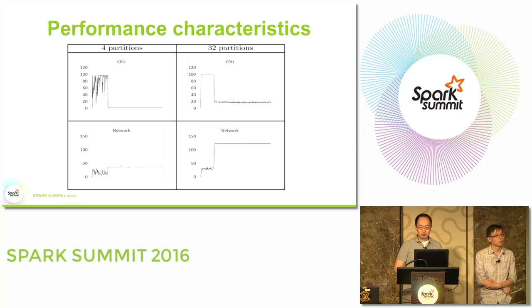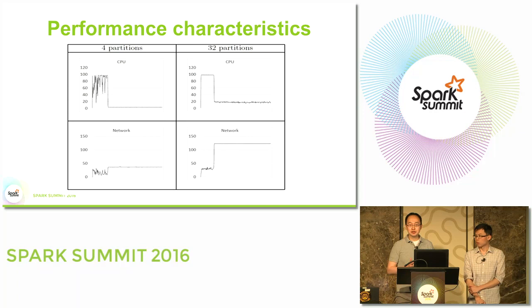So here is the performance characteristic of our connector. As we can see, for 4 Spark partitions and 32 Spark partitions, at the beginning there's a CPU bulge, and then CPU utilization stays low for the rest of the time. This is without the query pruning. After applying the query pruning, this high CPU utilization period will also disappear.